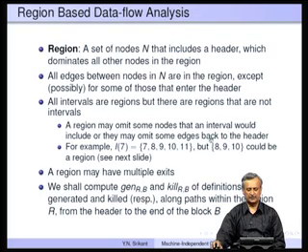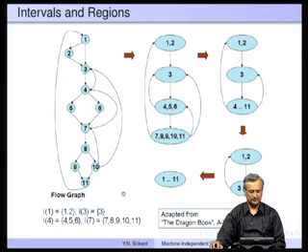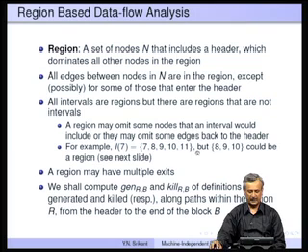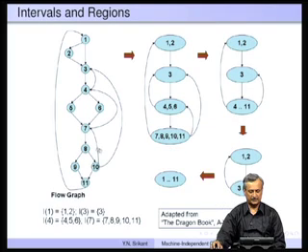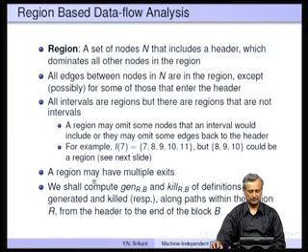So, all intervals are regions, but there are regions that are not intervals. A region may omit some nodes that an interval would actually include, or it may omit some edges back to the header. For example, the interval for 7 was 7, 8, 9, 10, 11, but 8, 9, 10 could be a region. So, let me show you that example. So, I 7 is 7, 8, 9, 10, 11, this entire thing, but just 8, 9, 10 is just this region. Okay. This could be a region on its own. So, 8 dominates 9 and 10. So, that is how this becomes a small region on its own.